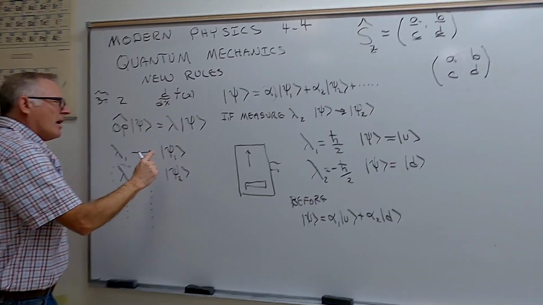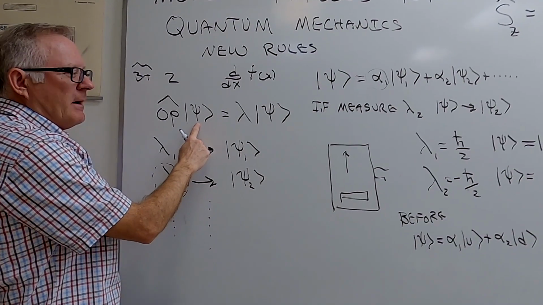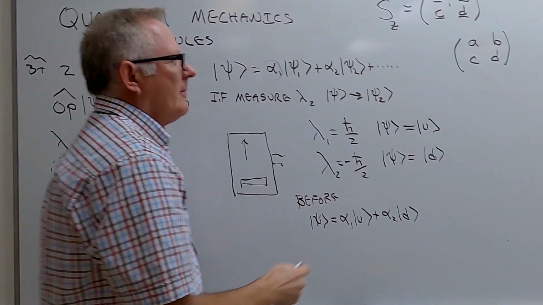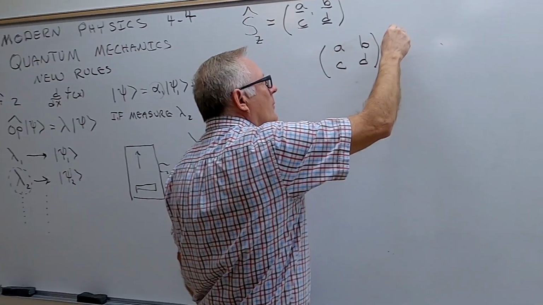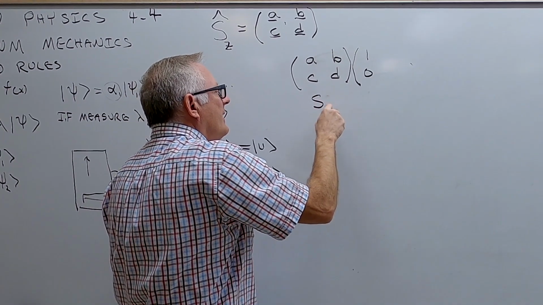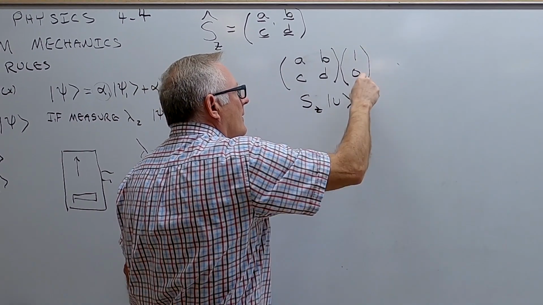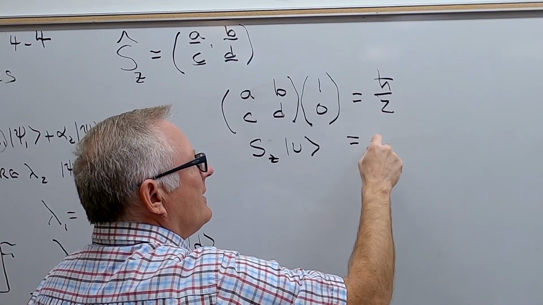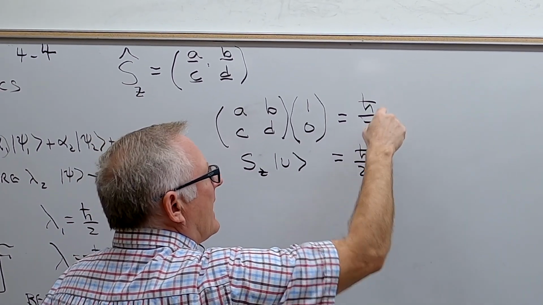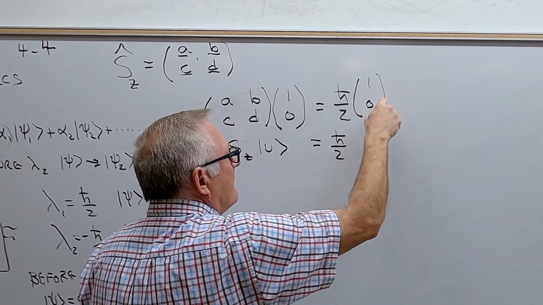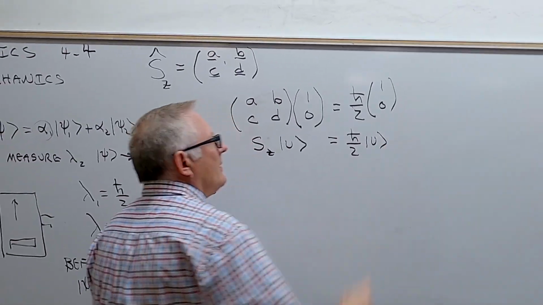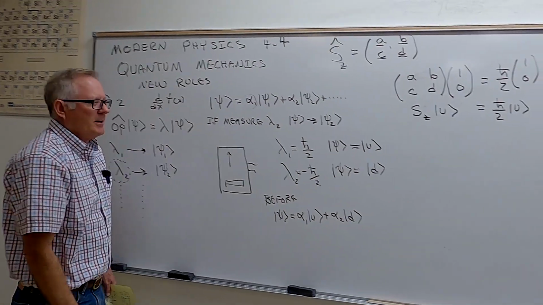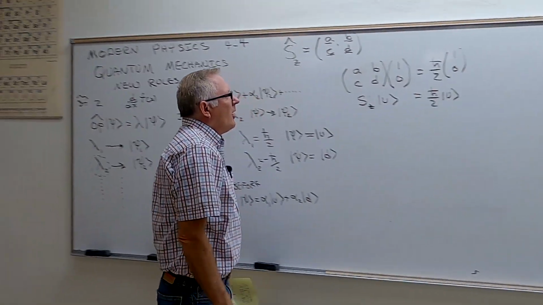And let's first operate on psi 1, which is my up, and we should get my lambda 1 back times my up again. So we operate that on my up, 1, 0. So we're doing S sub Z acting on up, which should give me my lambda, h bar over 2, times my up again, 1, 0. Okay, so that's what this is saying. We can do it for the down too, except we would plug in minus h bar over 2.